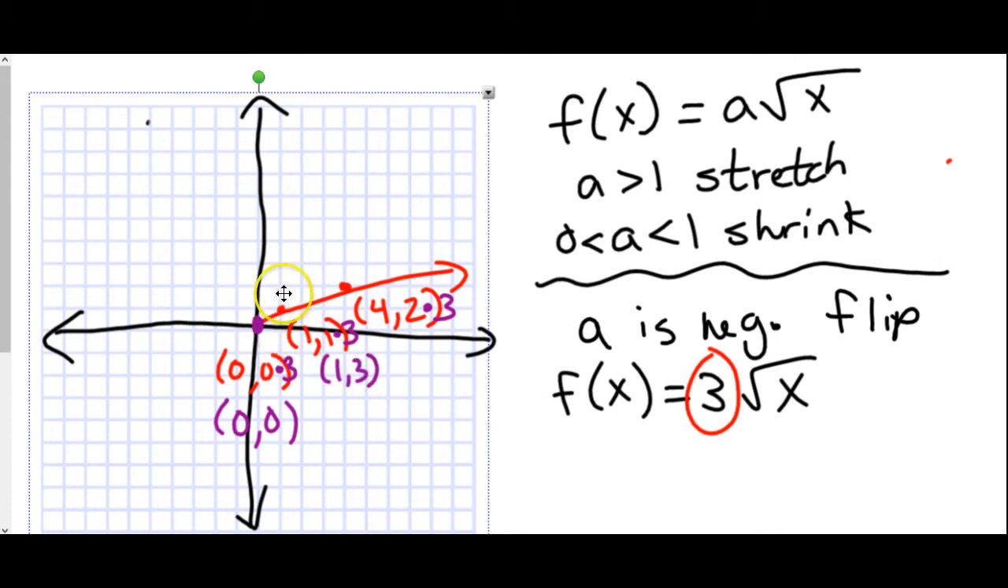So there we go, right 1, up 3. And last point would become 4, comma 6. 1, 2, 3, 4, 1, 2, 3, 4, 5, 6. So that made the graph a lot taller. Now, even if it's a shrink, the idea is still the same. We just have to multiply the y values by a to figure out what our new graph would look like.